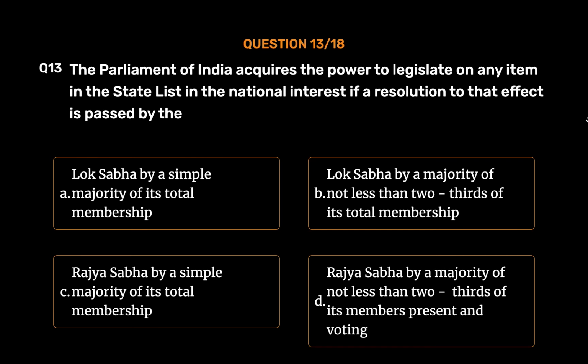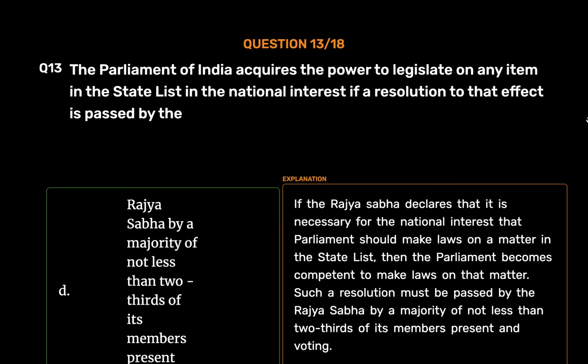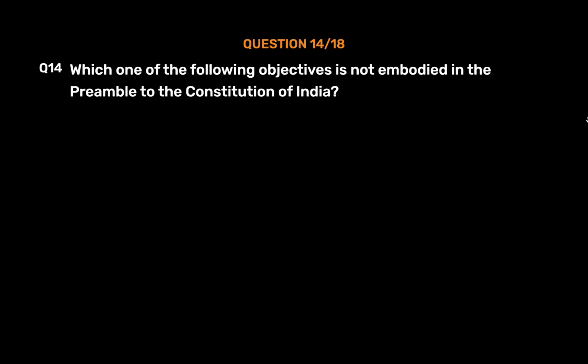The correct answer is Option D. Rajya Sabha by a majority of not less than 2/3 of its members present and voting. If the Rajya Sabha declares that it is necessary for the national interest that Parliament should make laws on a matter in the state list, then the Parliament becomes competent to make laws on that matter. Such a resolution must be passed by the Rajya Sabha by a majority of not less than 2/3 of its members present and voting.